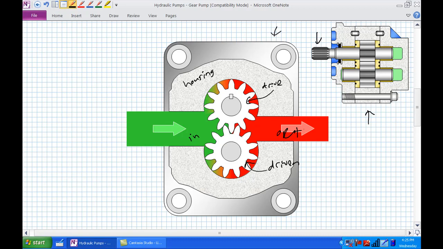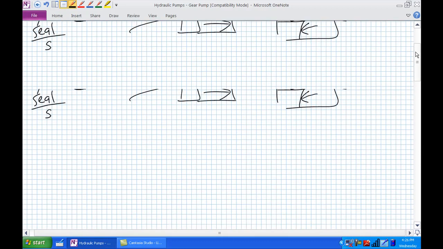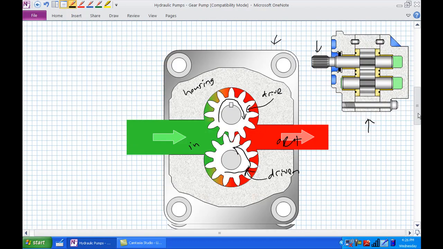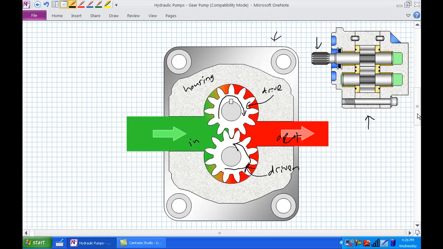Okay, so the answer is it is rotating in this direction, which I think is the same as we had in our earlier example. Yes, I believe so. Okay, so if I give you a direction of rotation, you should be able to determine in and out. If I give you in and out, you should be able to determine the direction of rotation.